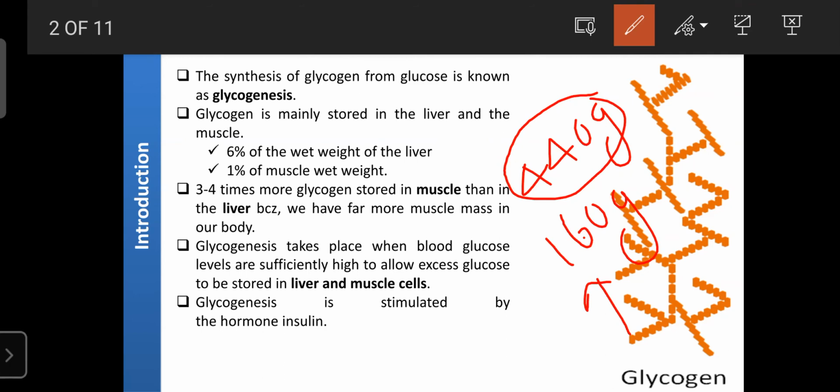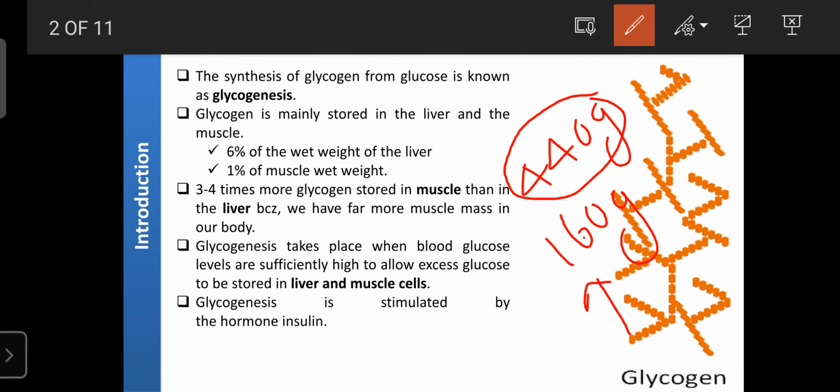So dear students, glycogenesis mainly takes place in the liver as well as the muscle cells, only after excess glucose remains in our blood. Glycogenesis is mainly stimulated by the hormone insulin. Insulin enhances the synthesis of glycogen in the muscle as well as in the liver. That's why insulin is helpful in diabetes mellitus or hyperglycemia, because it enhances glycogen synthesis, which helps decrease the elevated sugar level in our plasma. So insulin is considered the stimulator of glycogenesis.